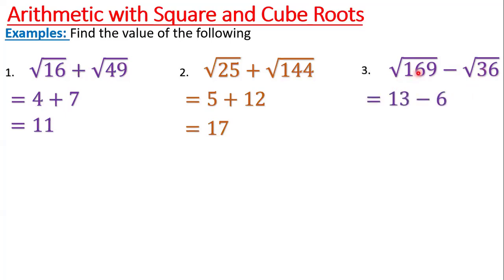So the square root of 169 is 13 because 13 times 13 is 169, right? And the square root of 36 is 6 because 6 times 6 is 36. And so we see 13 minus 6, and that gives us 7. All right. So the first thing you need to do is find the square root first, right? Once you find the square root first, then you can go ahead and do the addition or the subtraction. All right.